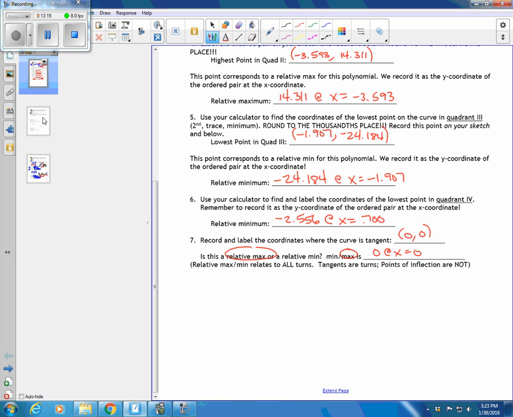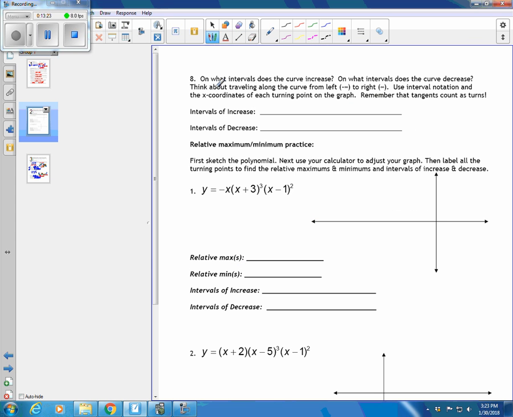All right, so let's keep going on the back. Now we're going to do increasing and decreasing. On what intervals does the curve increase? On what intervals does the curve decrease? Think about traveling along the curve from left, which is negative infinity, to right, which is positive infinity. Use interval notation and the x-coordinates of each turning point on the graph. That's important. Remember that tangents count as turns.